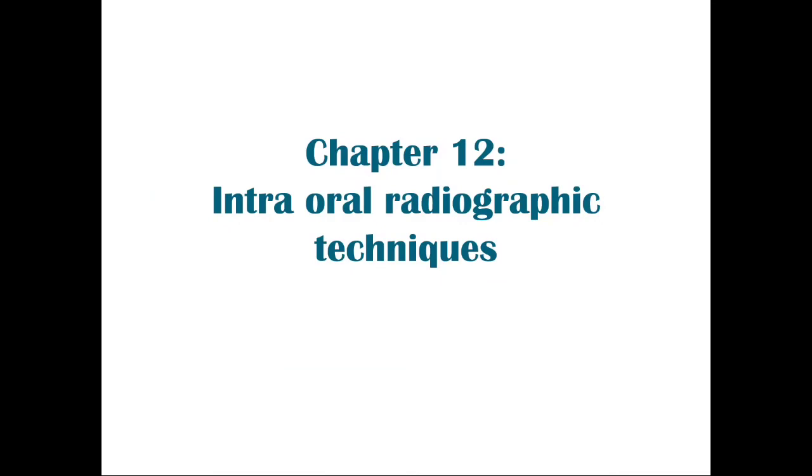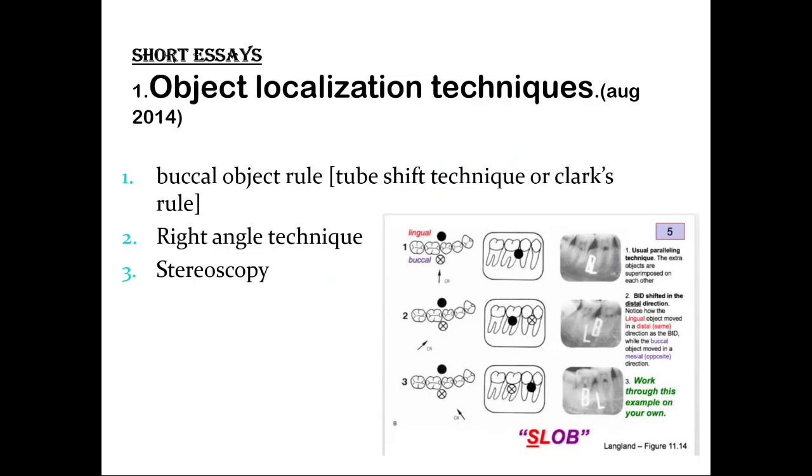Next chapter is about the intraoral radiographic techniques. The short essay that can be asked is the object localization techniques. Under the object localization techniques, you have the buccal object rule, that is the tube shift or Clark's technique, which can also be asked as a short note, and I have already mentioned it here with the diagram of what the tube shift technique or Clark's technique is.